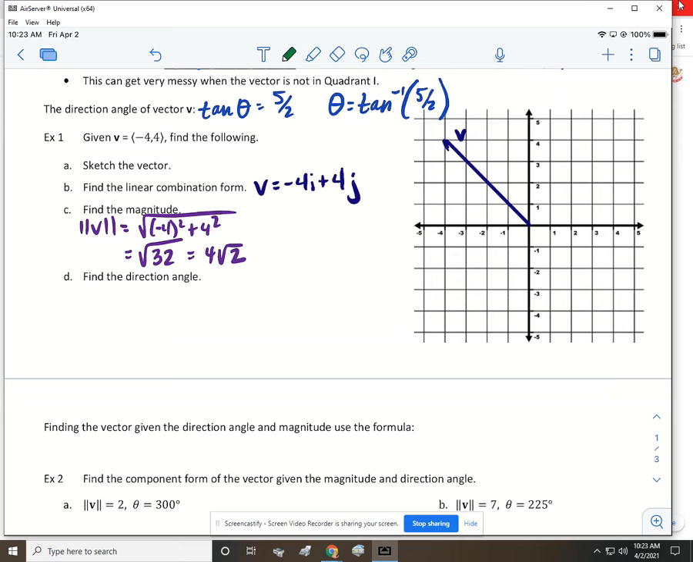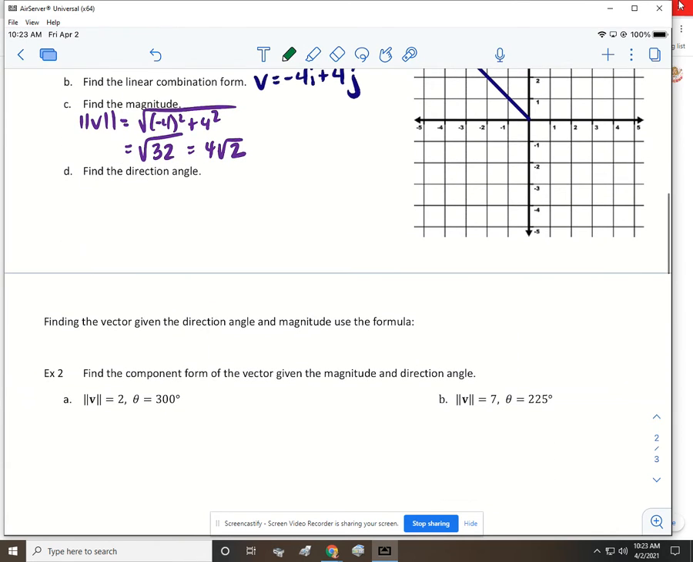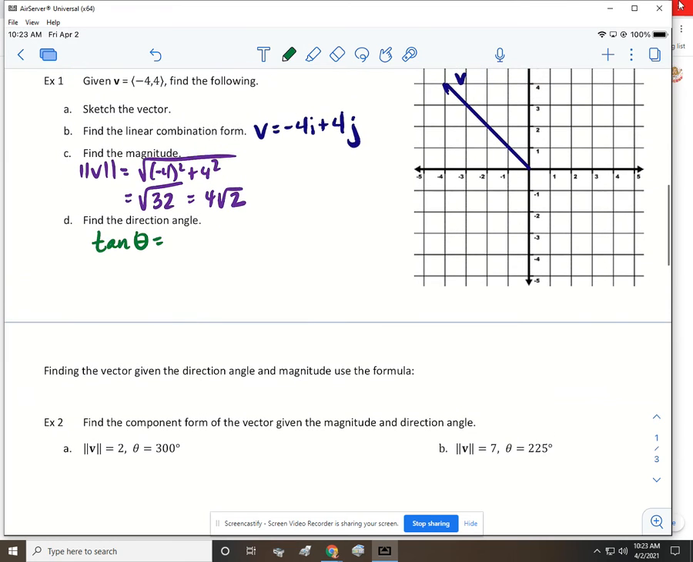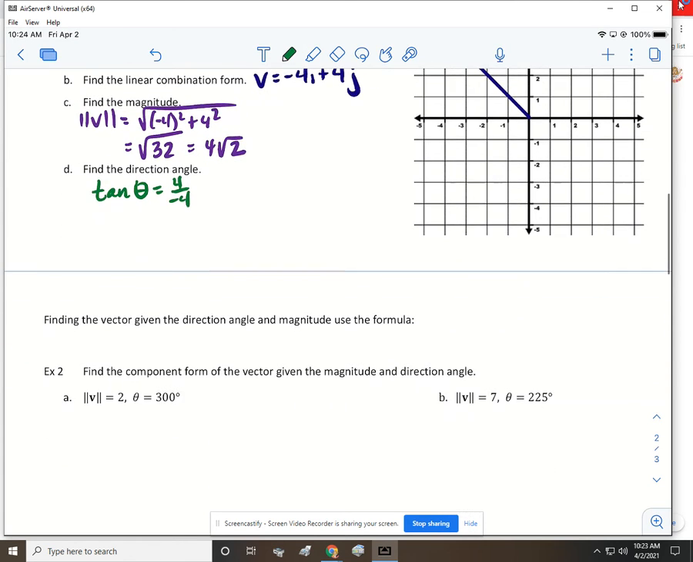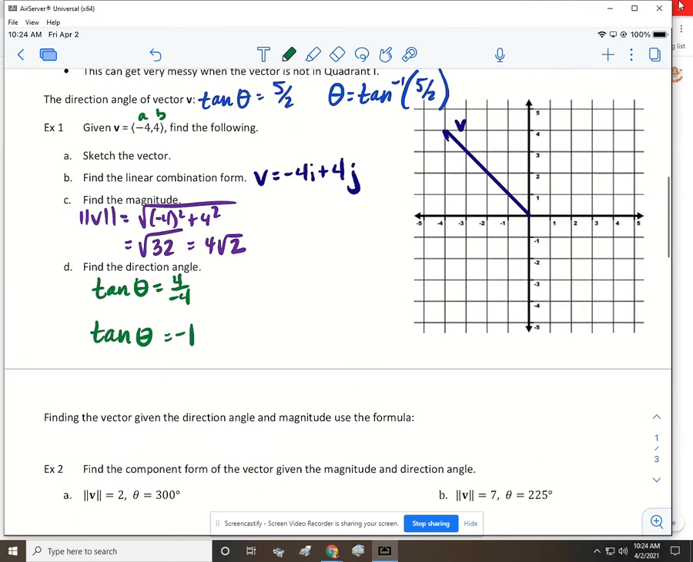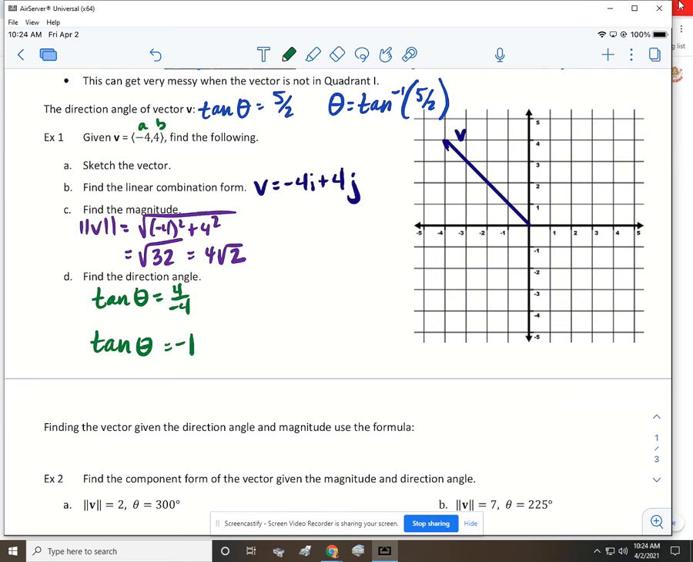Okay, so let's look at this direction angle. So what we know is that the tangent of theta is going to be equal to the vertical component over the horizontal component. So this is a and this is b, so 4 over -4. Or that the tangent of theta is equal to -1. Now it does make sense that the tangent of theta is negative because vector v is in quadrant 2 and tangent is always negative in quadrant 2. So that's a good sign that we've done something right.